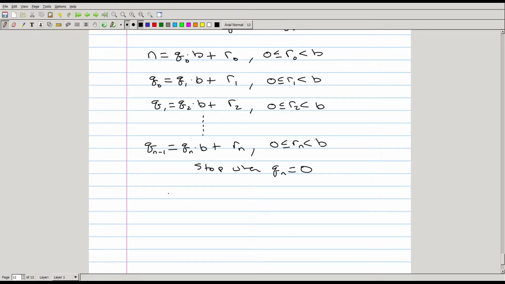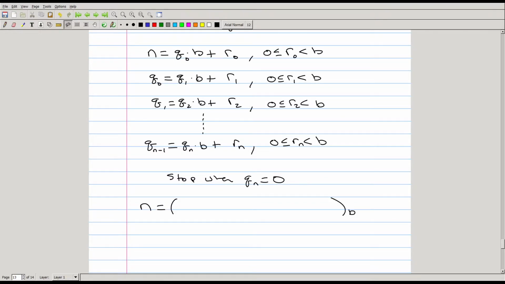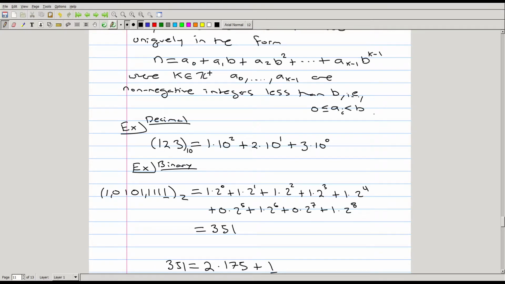and then our integer n will be equal to r_n, r_{n-1}, r_{n-2}, all the way to r_2, r_1, and r_0. And so going back to our binary example from before, where we're going in the reverse direction. The first digit is a 1, the remainder of division of 351 by 2.